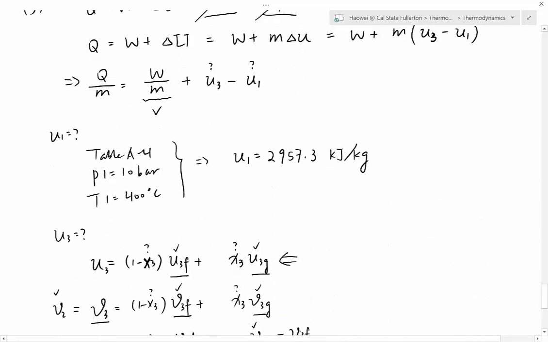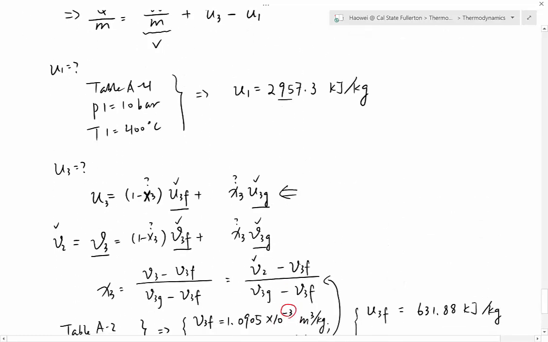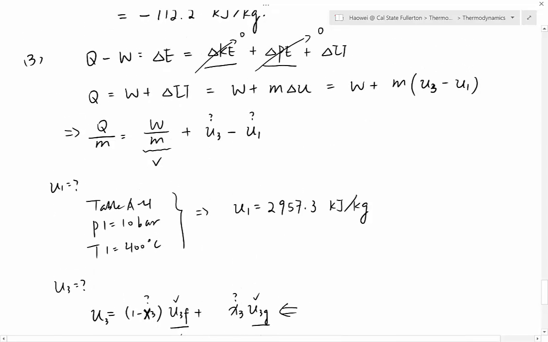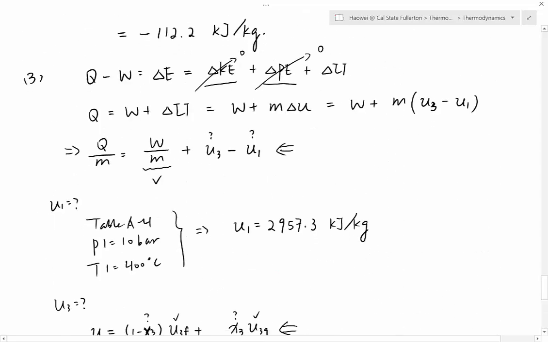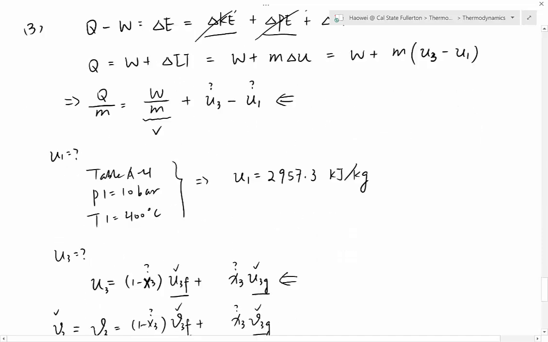And now let's take a look back to this equation. I have W per unit mass from part 2. I have U1 and I just found U3. I have everything on the right hand side, so I can just plug in those three numbers and find heat transfer per unit mass. So finally, heat transfer per unit mass is equal to W per unit mass plus U3 minus U1.